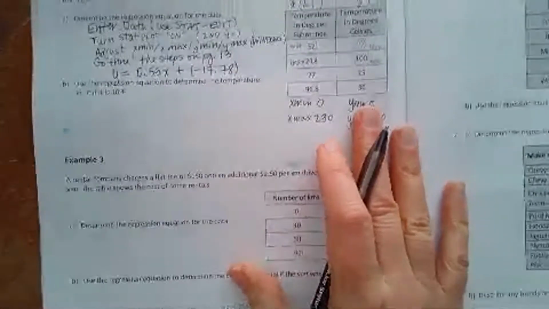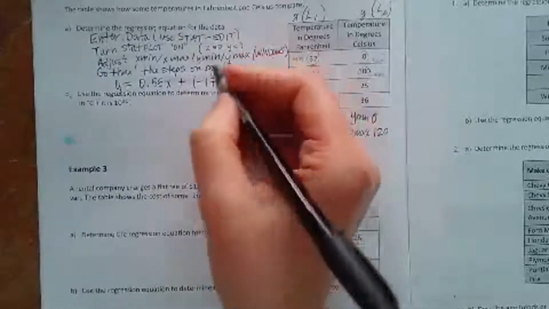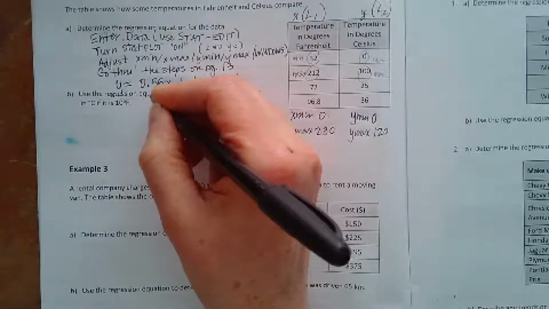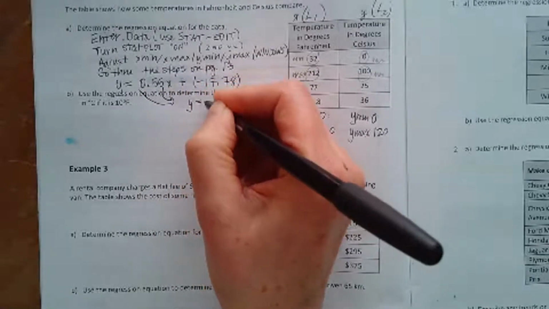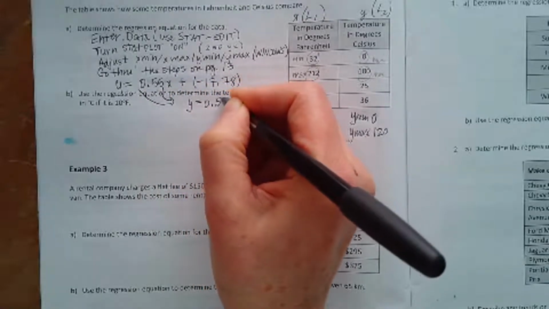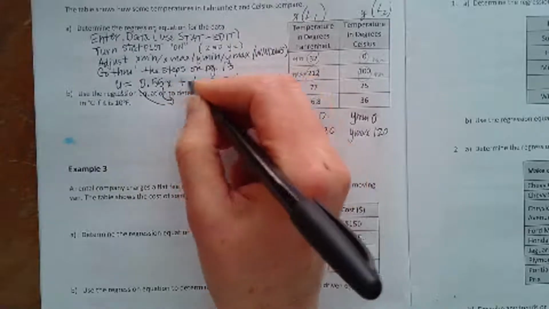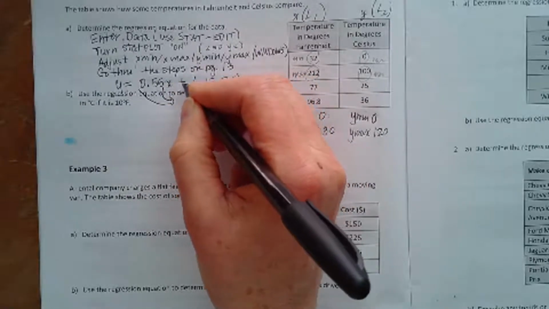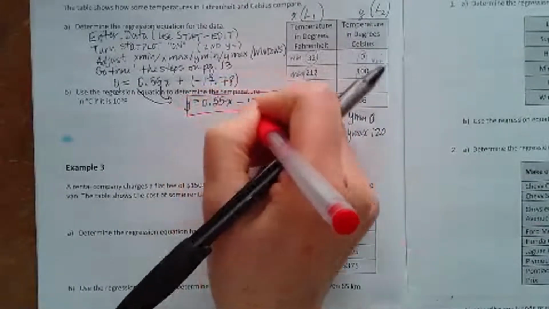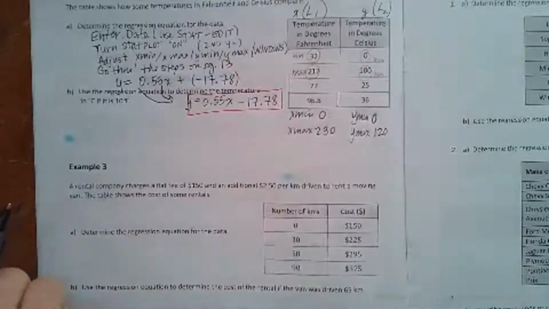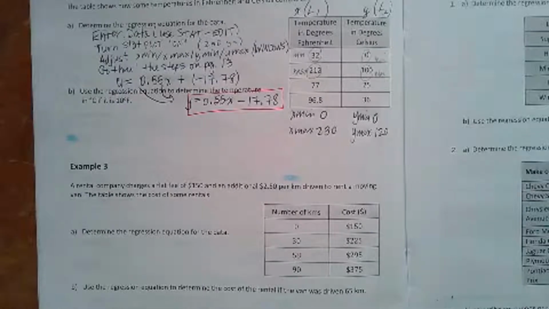Now, I don't really need this plus minus. As we learned in our preliminary units, this whole equation would be y equals 0.55x plus a negative 17.78, so y equals 0.55x minus 17.78. Okay? So hopefully you got that.